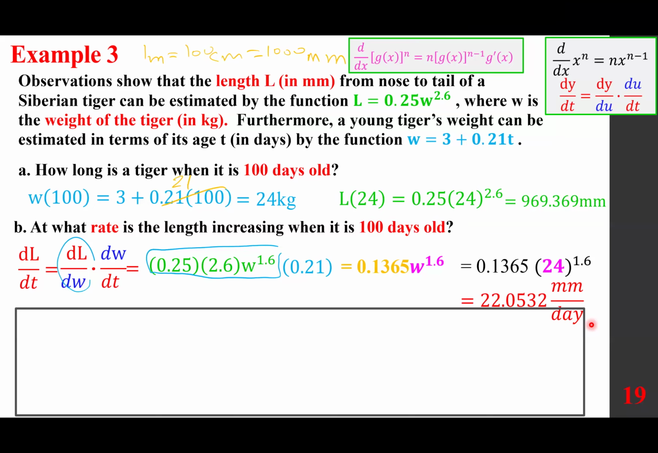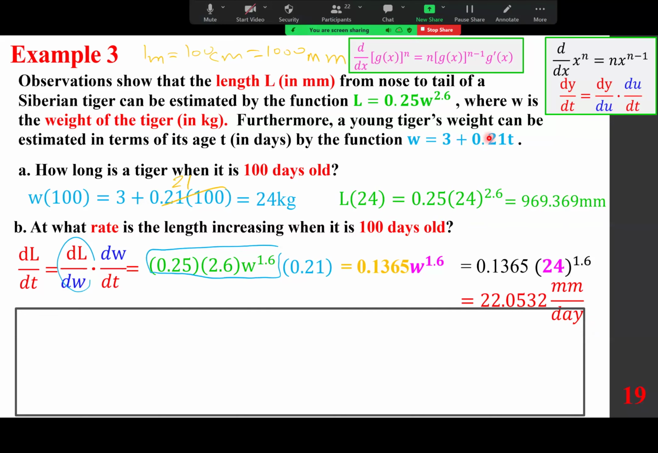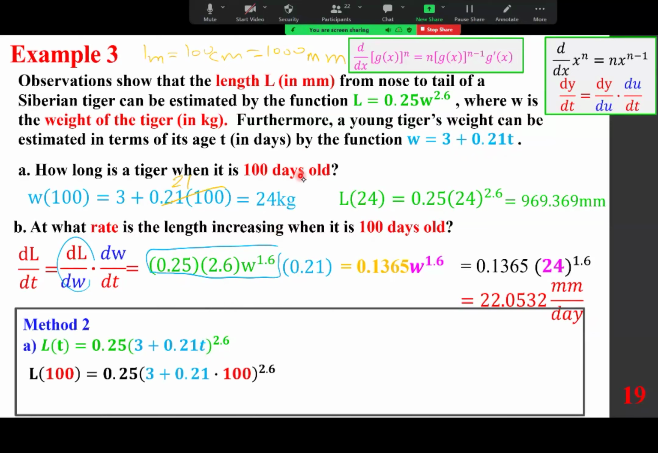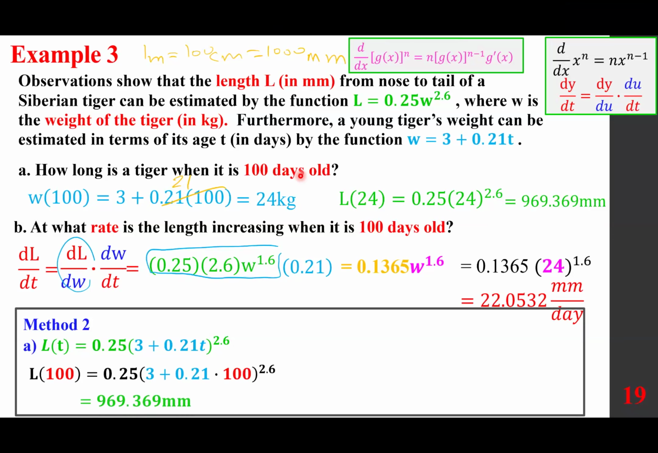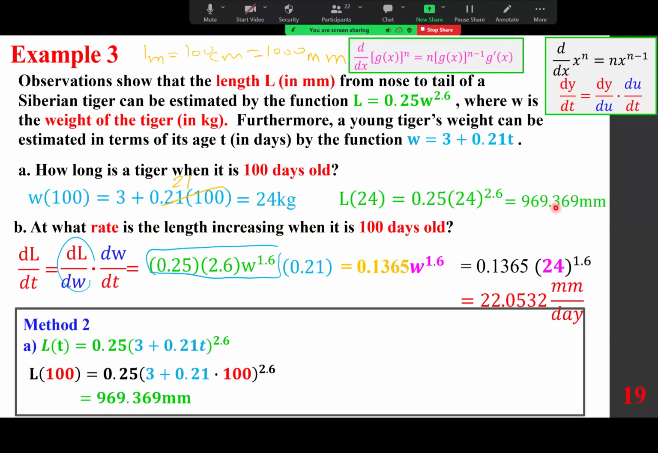Now, I went with Leibniz's notation. This is simple enough that you can find the composite function, so I want to show you the second method. By replacing W, you get L of t equals 0.25 times (3 plus 0.21t) to the power of 2.6. This is method 2. So for part A, replace the t with 100 because we want the length of the tiger after 100 days. And we get this much. Plugging into a calculator, of course, you get the same answer as before.